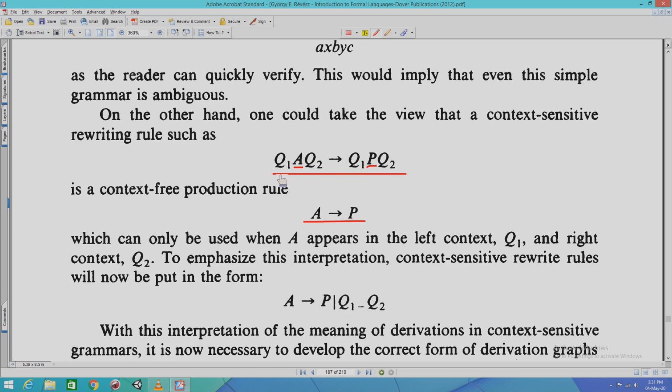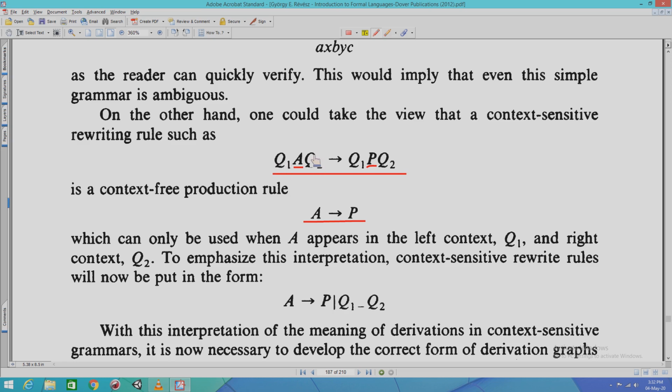Then what is the difference? The difference is that in a context-free production, if we have a string having A, irrespective of anything on the left-hand side or anything on the right-hand side, we will replace A with P. But in a context-sensitive grammar, only if A is preceded by Q1 and followed by Q2 will this replacement be made and A be replaced with P. So the replacement is the same, but it can happen only in the special case when A is preceded by Q1 and followed by Q2. So left and right context must be there, and only then can you make this replacement.